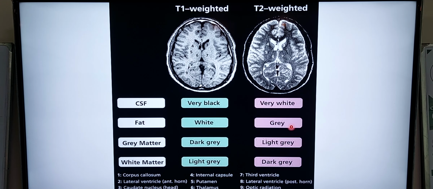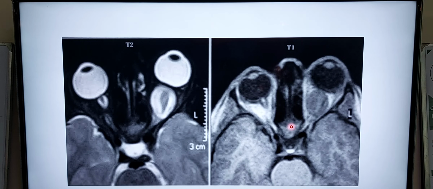So for T1 weighted, CSF appears very black, whereas in T2 weighted, CSF is very white, and it's opposite in the case of fat. So the main thing that you have to see is the CSF in case of brain, and the vitreous in case of orbit. Which one is T1 and which one is T2? Right side is T1. Hmm. Why is the right side one T1?